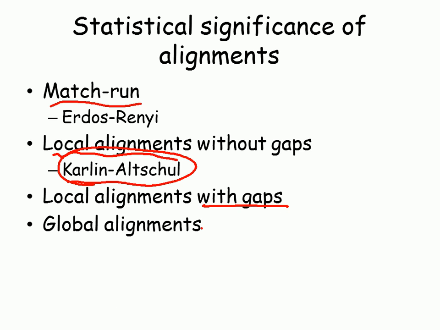Whether you have gaps or not will change the random model. And global alignments may have a different model than local alignments. So the distribution of scores will depend on whether you have a gap penalty and how much that gap penalty is, and whether you are performing a local alignment or a global alignment.